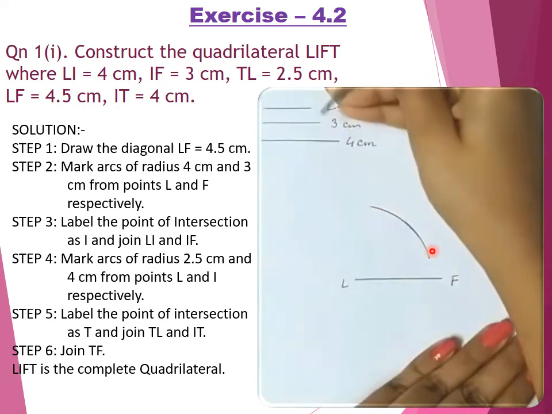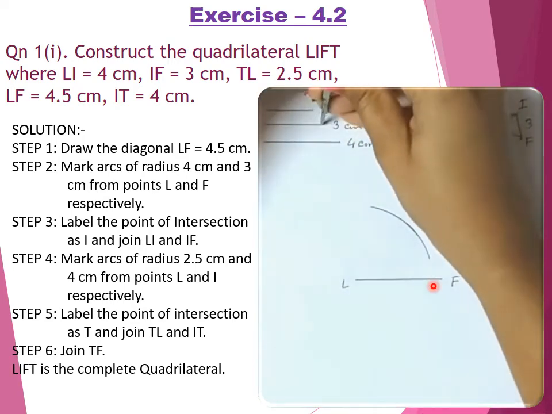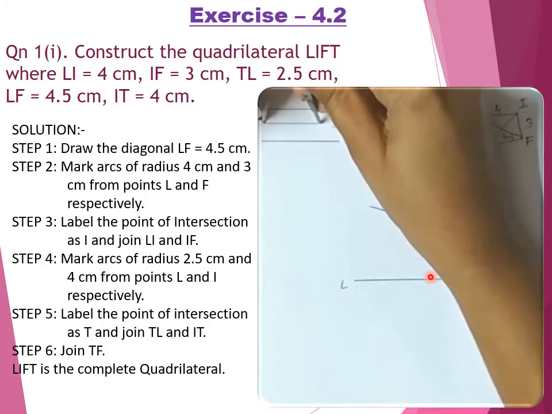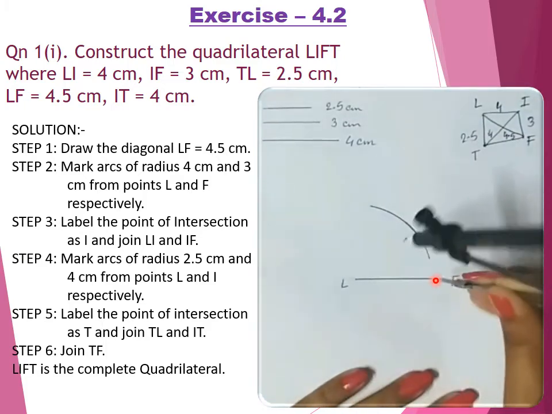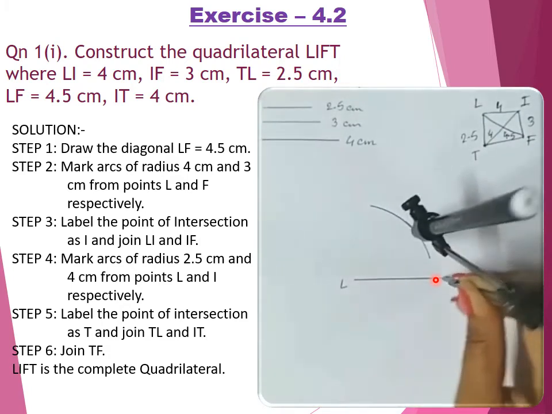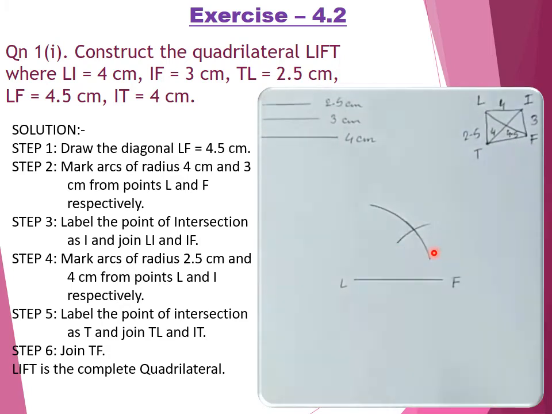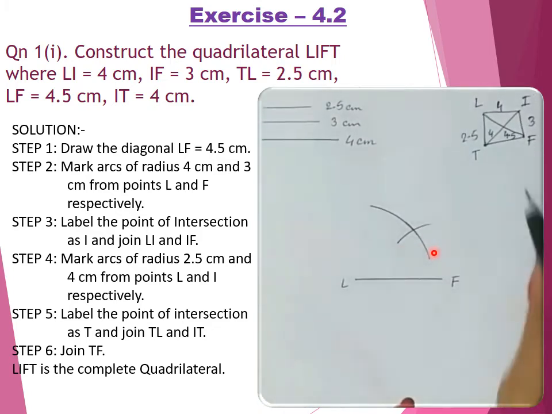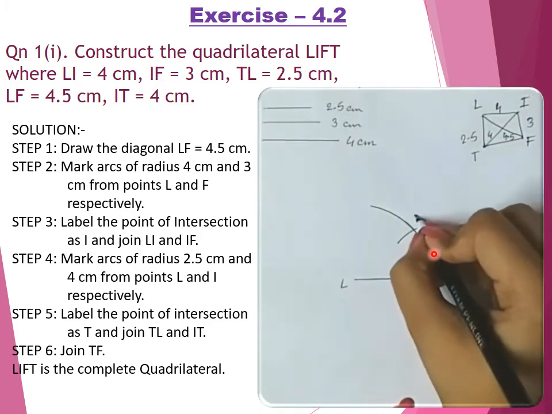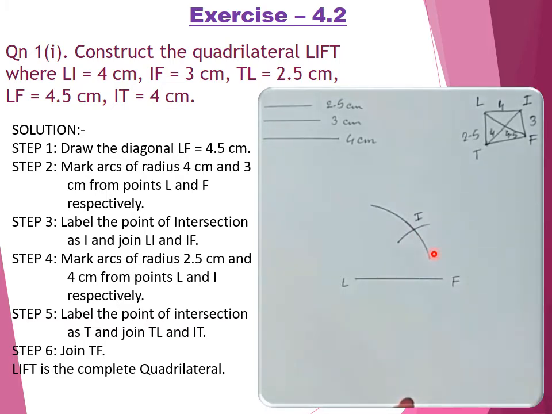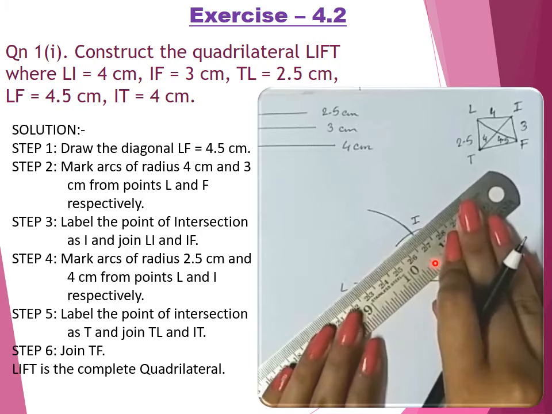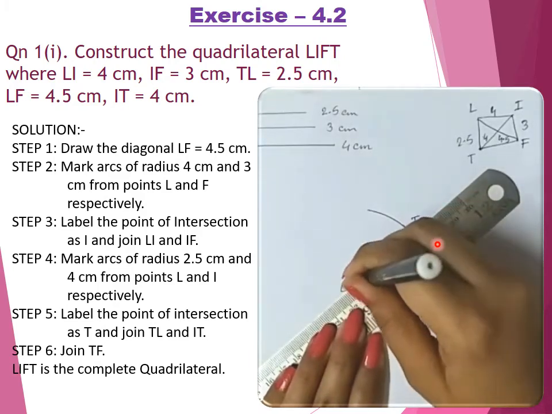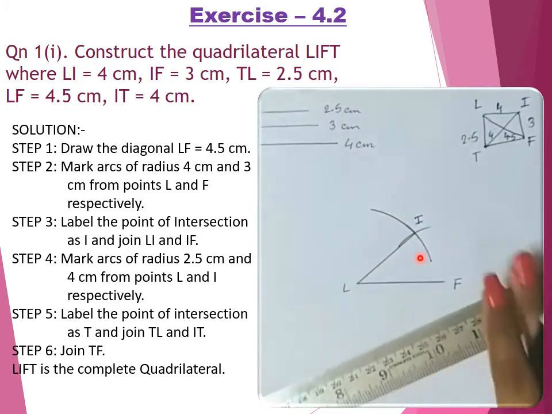So we'll take 3 centimeter arc radius like so, and from point F we will mark an arc like so. So now that we have got a point of intersection, according to the rough diagram it will be point I. So now we will take the scale and join LI and IF.